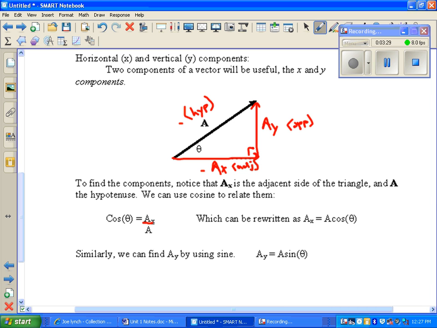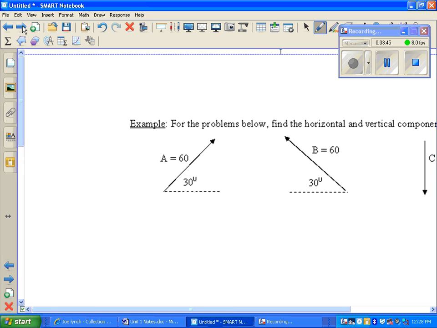Same thing for finding AY, except I'm going to use sine, because the opposite side is AY, hypotenuse is A, so sine is opposite over hypotenuse. And I could use that to find the y component. There are some examples of this on the next page.